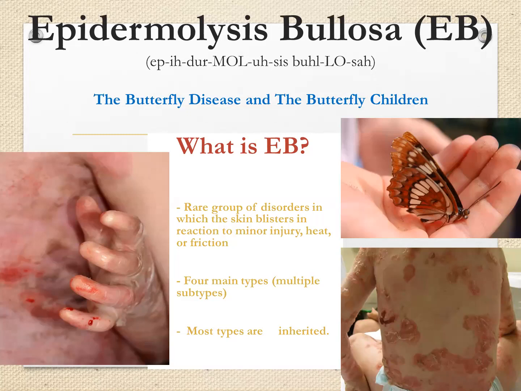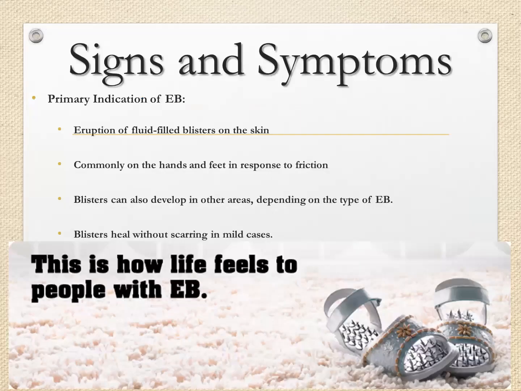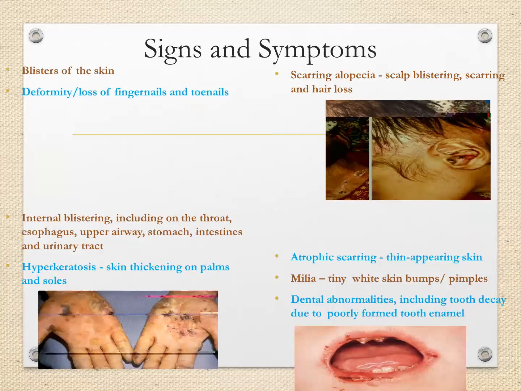It's a rare group of disorders in which the skin blisters in reaction to minor injury, heat, or friction. There are 4 main types and multiple subtypes. Infants and young children are affected, as well as adolescents and early adulthood, with physical activities such as learning. Both genders and all ethnic groups are affected. Primary indications: eruption of fluid-filled blisters on the skin, commonly on the hands and feet in response to friction. Blisters can also develop in other areas of the body depending on the type of EB. Blisters heal without scarring in most cases.